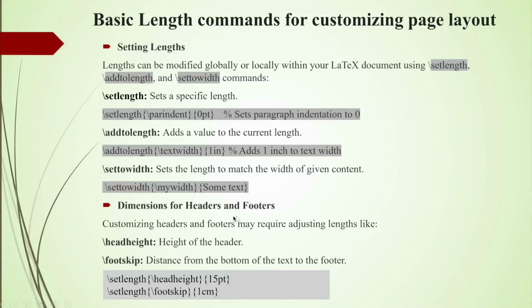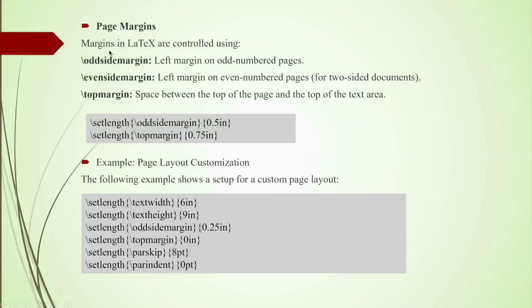Dimension for header and footer. Customizing header and footer may require adjusting lengths like head height, foot skip. Page margin. Margins in LaTeX are controlled by using odd side margin, left margin on odd pages, and even side margin, left margin on even number pages for two-sided documents. Top margin is used for space between the top of the page and the top of the text area.